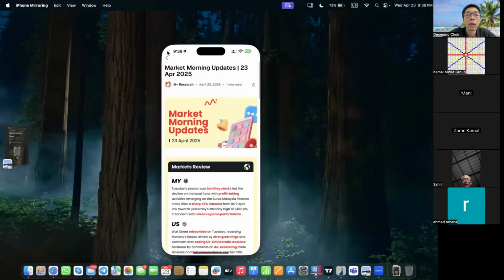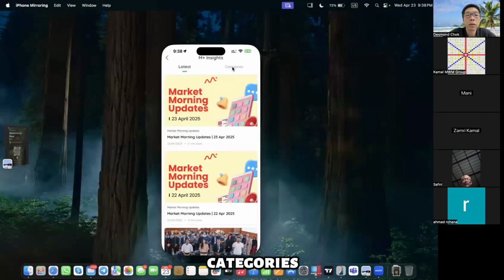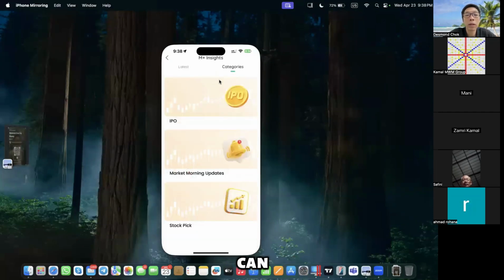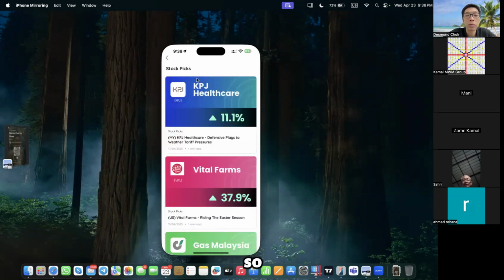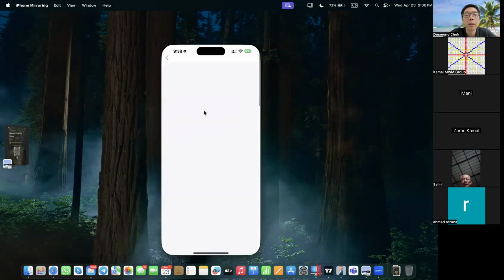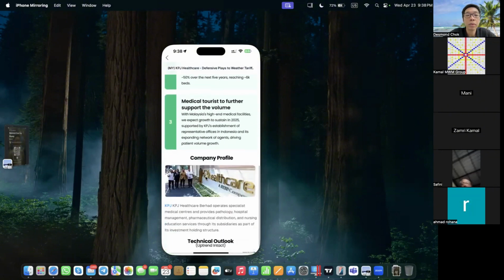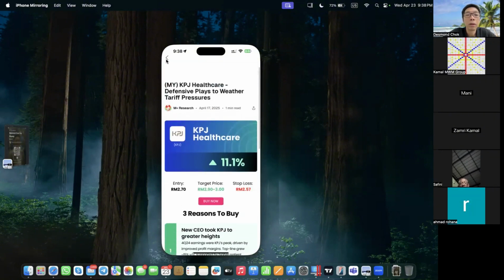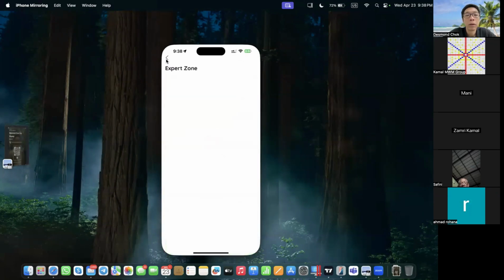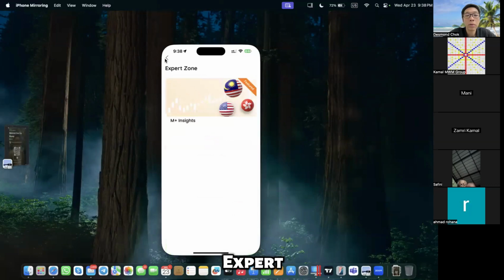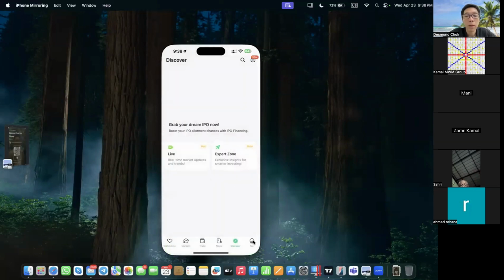Okay. Tech focus, then categories. So categories, the latest is everything, and you can select categories. This is an article regarding the IPO. This one is morning market updates. This one is stock pick. So stock pick is also quite interesting. They have already done research on certain counters, then you can read there. Okay, this one market insight, expert zone. Okay, this part.